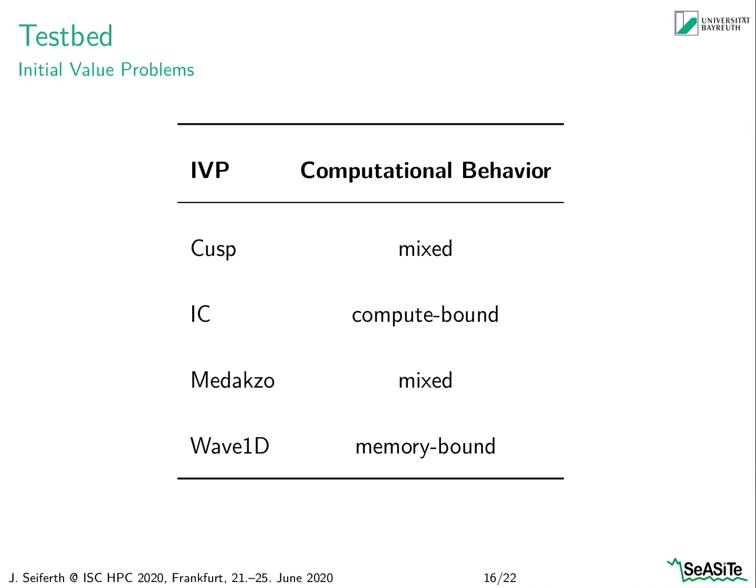IC is compute bound and describes a traversing signal through a chain of concatenated inverters. Medakzo describes the penetration of radio-labeled antibodies into a tissue infected by a tumor.